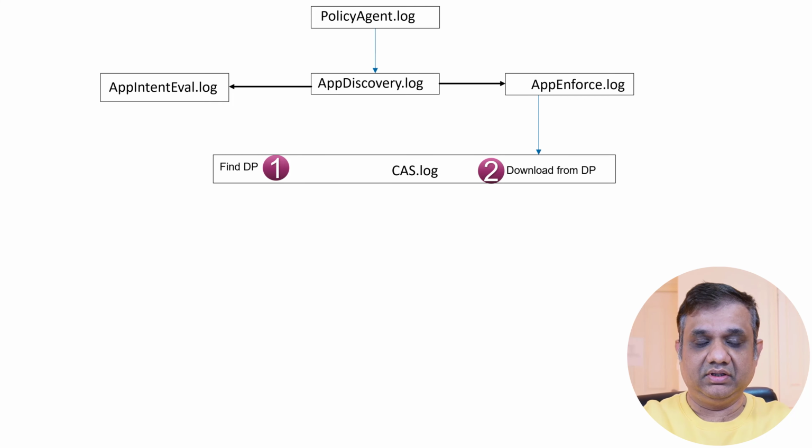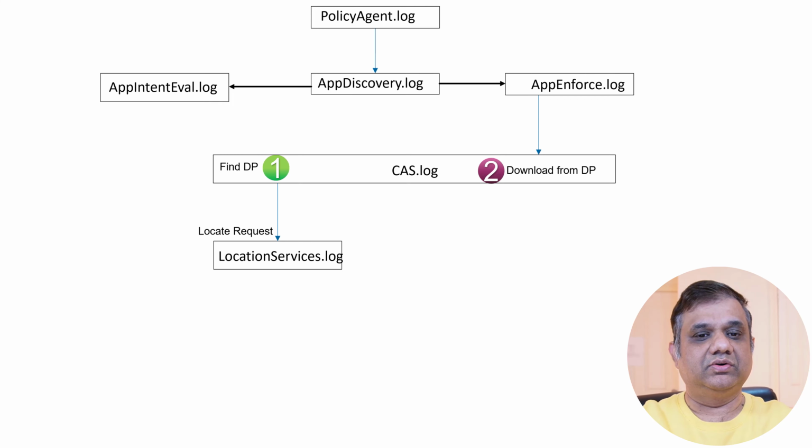To find a DP, the CAS is going to create a job for location services to locate the content. So it will create a locate request, and it will be passed on to the LocationServices.log. Location services will show you the list of all MP and DP. Once the list of DP is available, it will be handing over the information to the CAS, that now I have a list of DP. CAS, now you can go and perform the second activity. The second job is to download from the DP, because the first job is done.